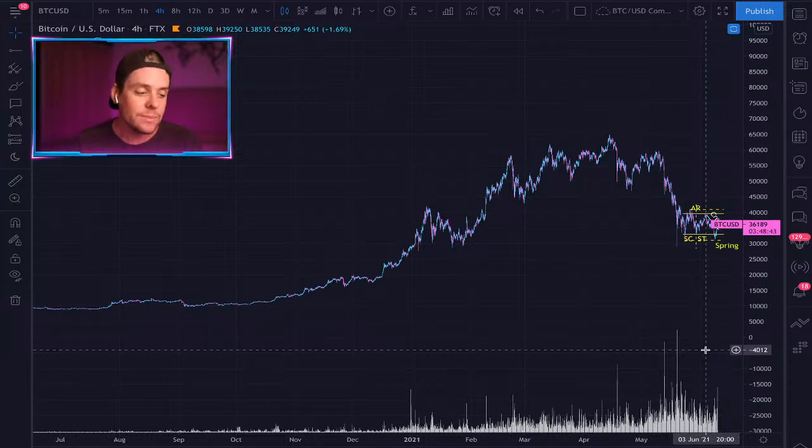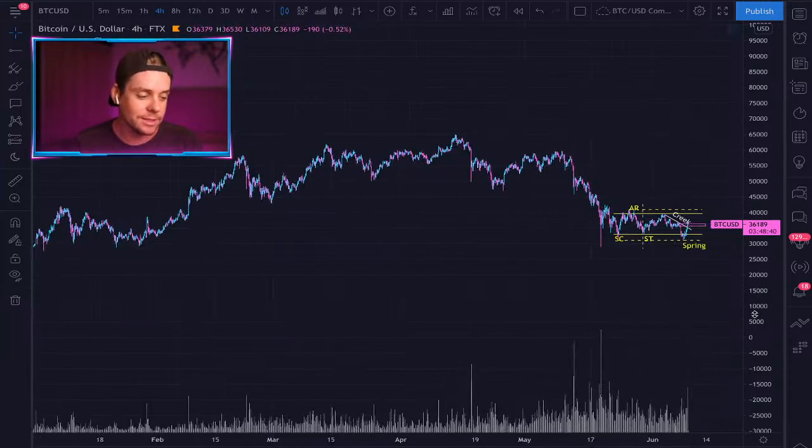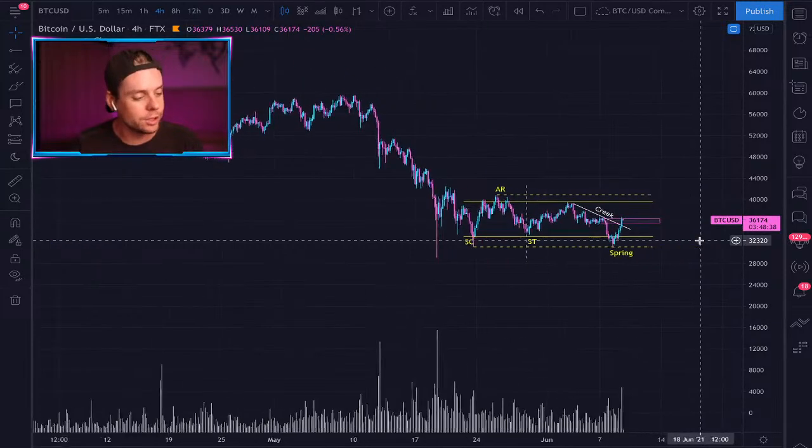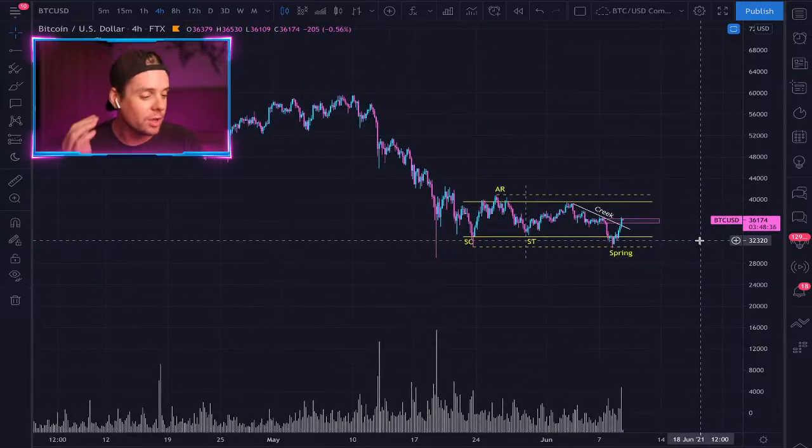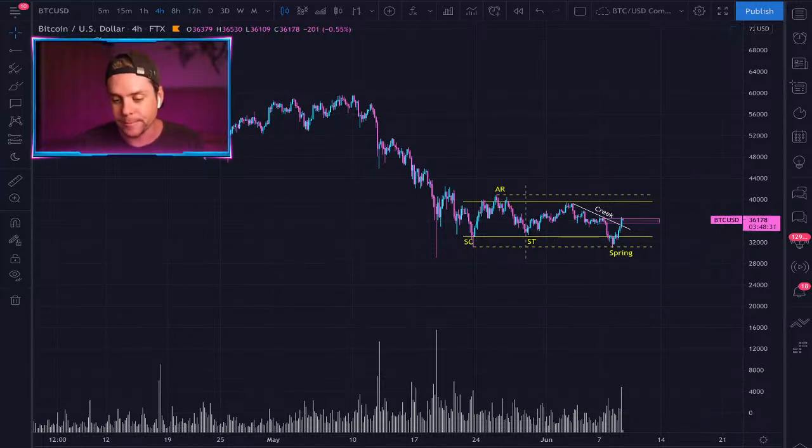But we all know where this is going. I'm very bullish on Bitcoin. What it does in the short term, we're going to try and figure it out. I'm going to be here with you to try and figure it out.